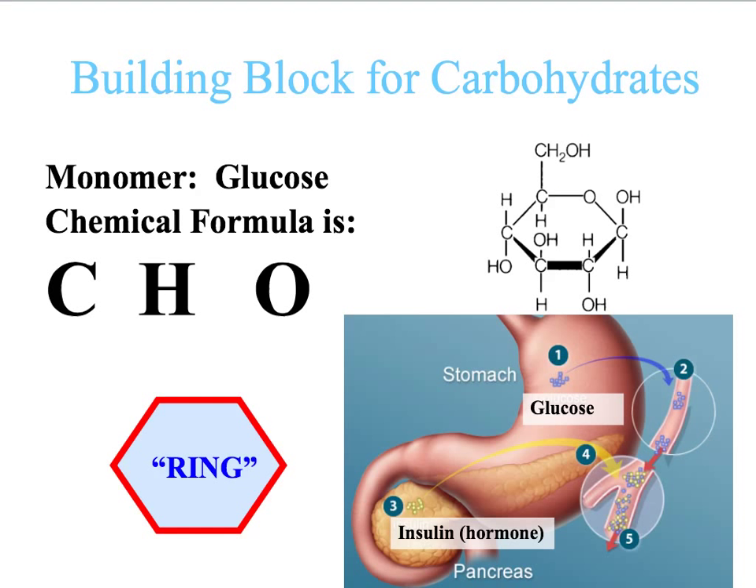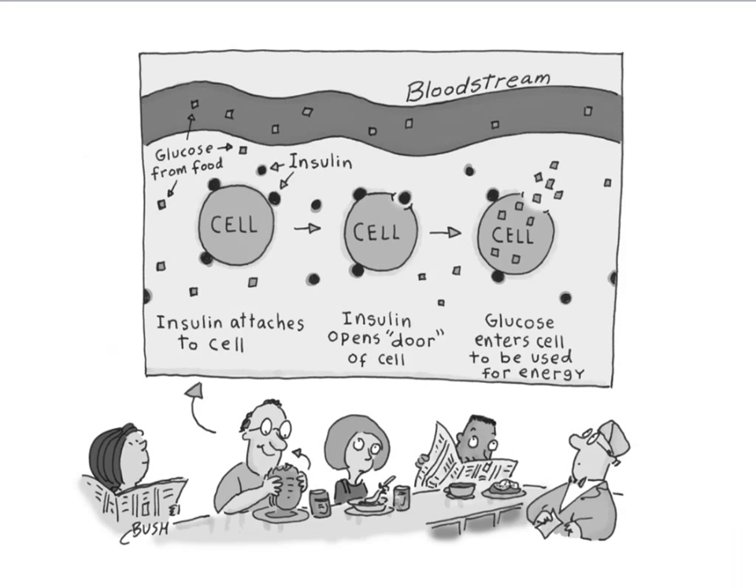The building block for carbohydrates is glucose. The chemical formula for glucose is C6H12O6. Glucose is usually found in the blood. Now, when glucose is present in the blood, the pancreas will release insulin. The insulin will attach to the cell and will let glucose into the cell. This is very important because glucose is used as the energy source for cells.